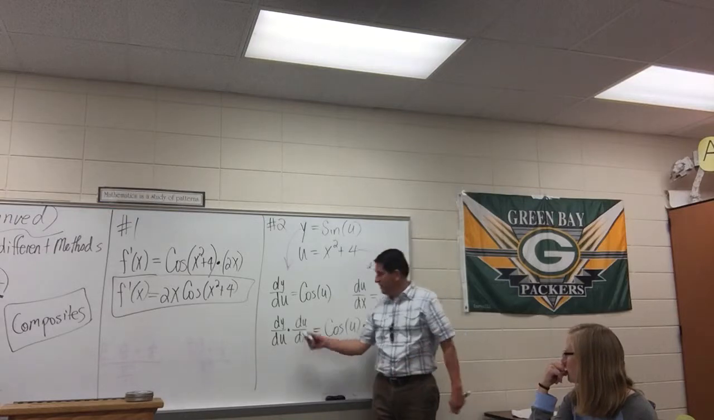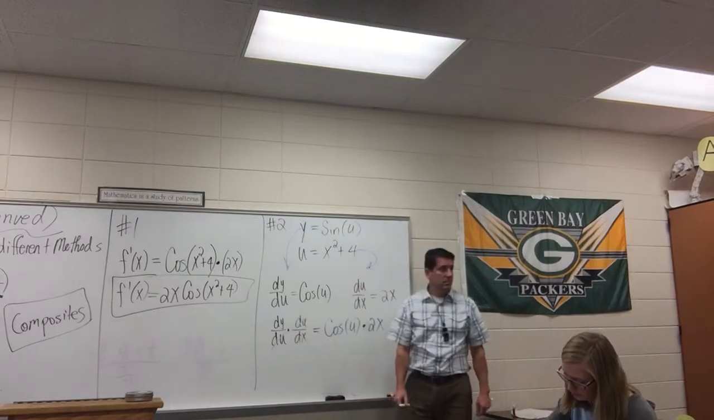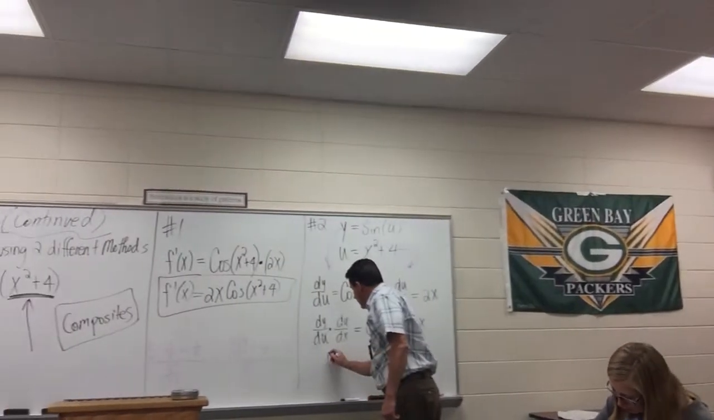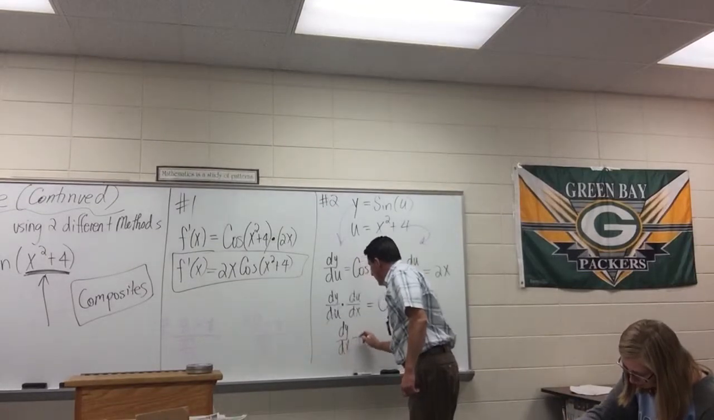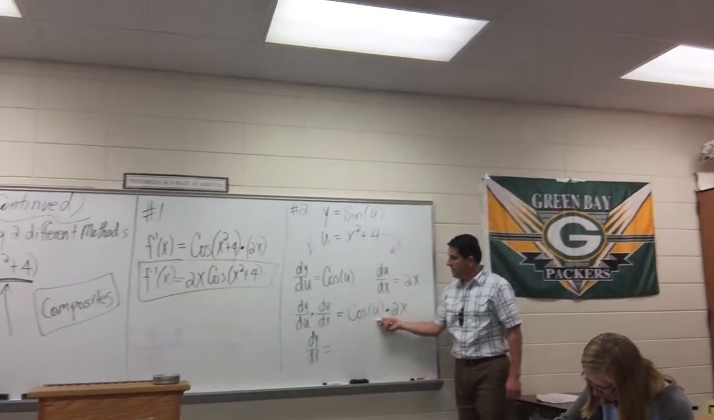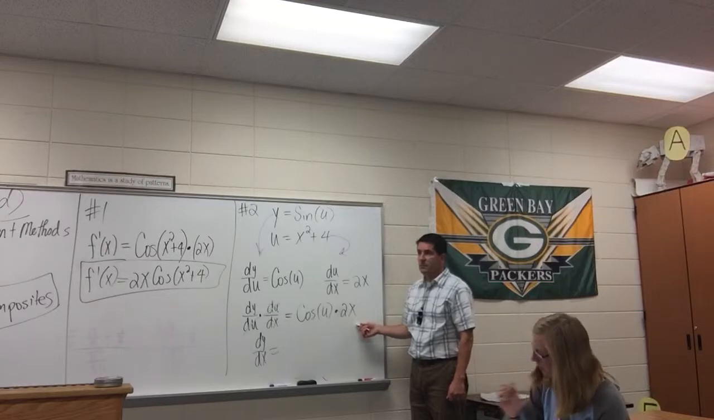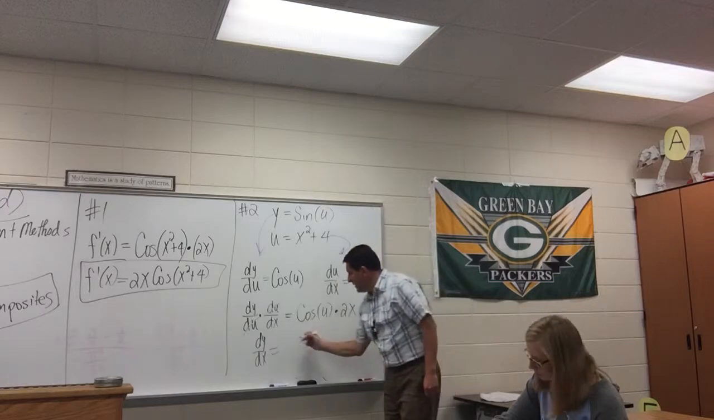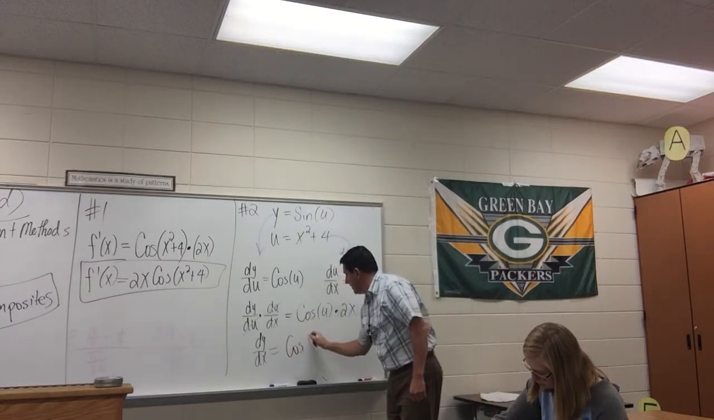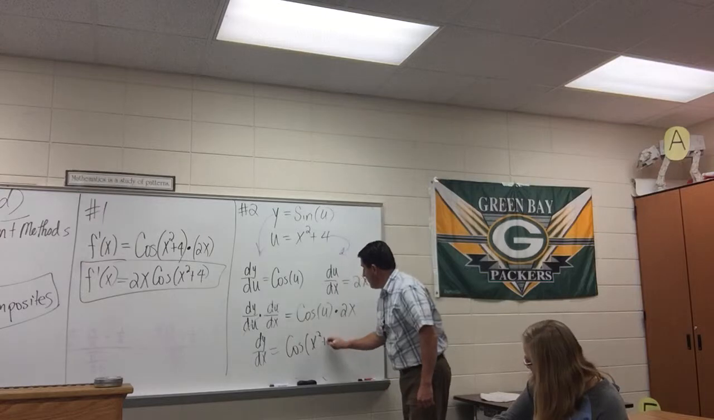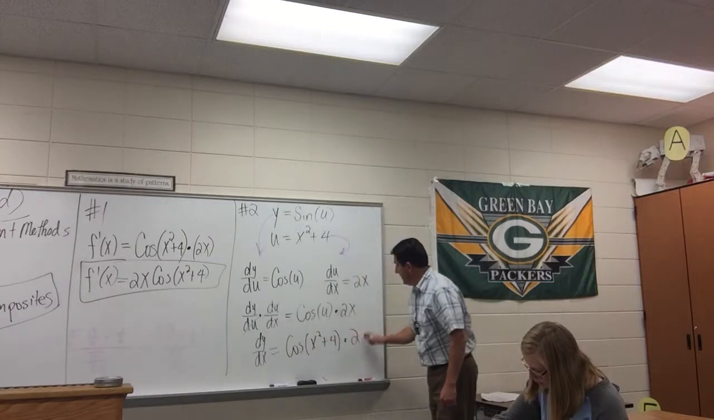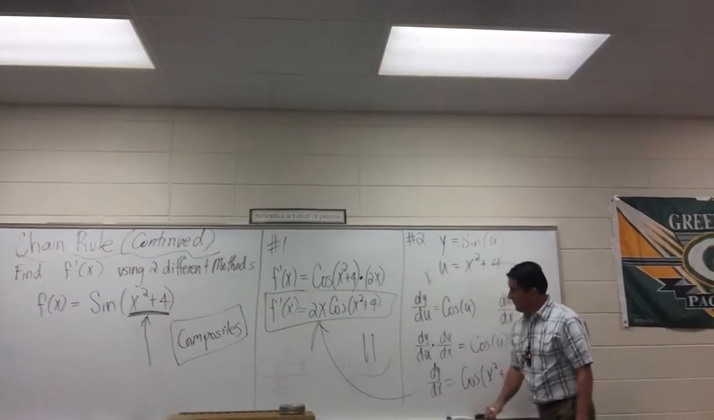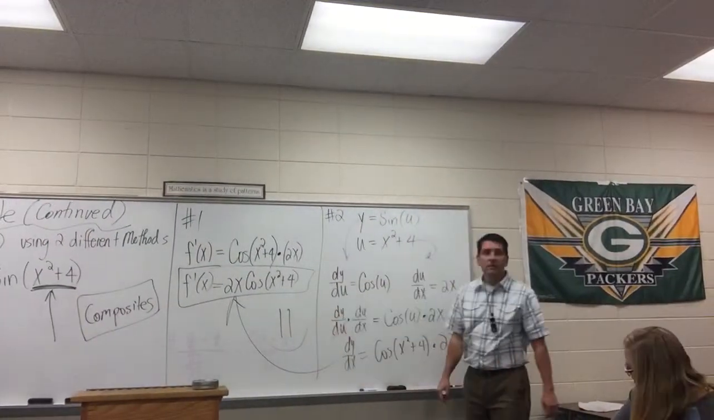Canceling. Boom, boom. See it? So what are we left with? We're left with dy dx. And it's the cosine of u times 2x. Well, I know that u is equal to x squared plus 4, so it's the cosine of x squared plus 4 multiplied by 2x, which these are the same, and we're really happy with that.